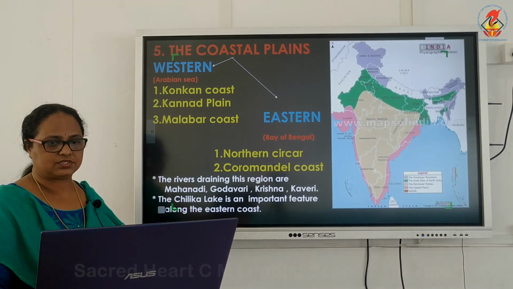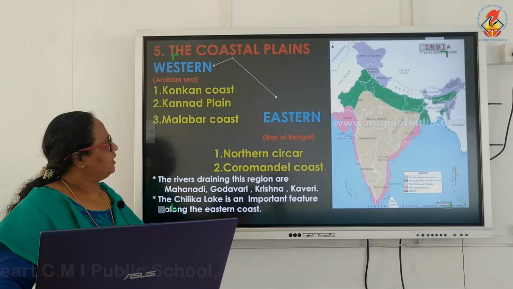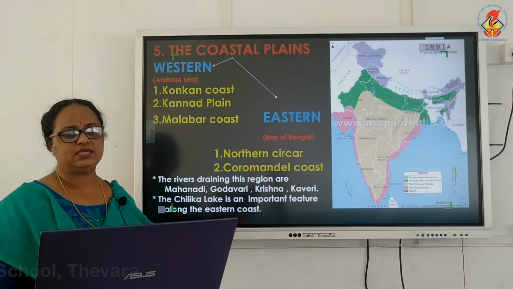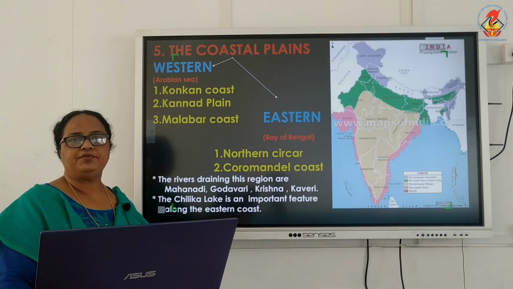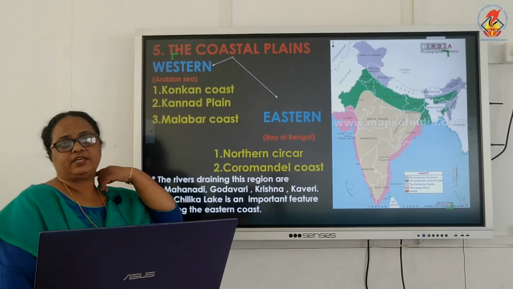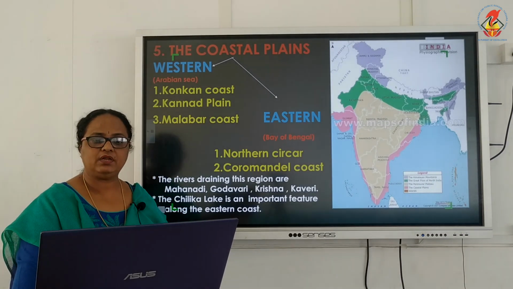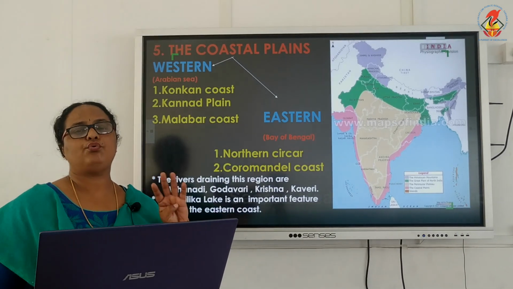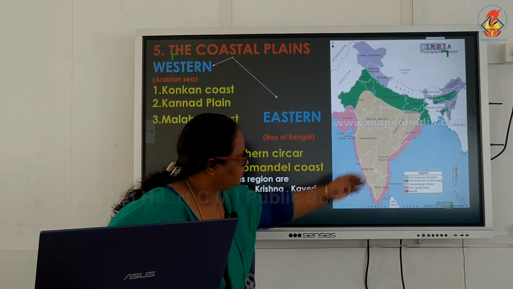Some other important features of the coastal region: on the eastern part, there are three important rivers. In fact, there are four important rivers draining this particular region. We have Mahanadi, Godavari, Krishna and Kaveri. These are the four important rivers draining the eastern coastal region.